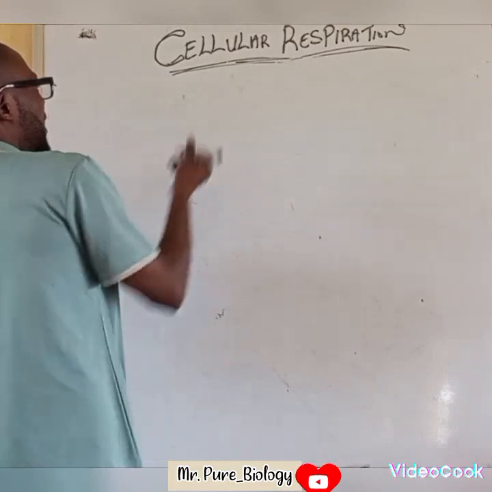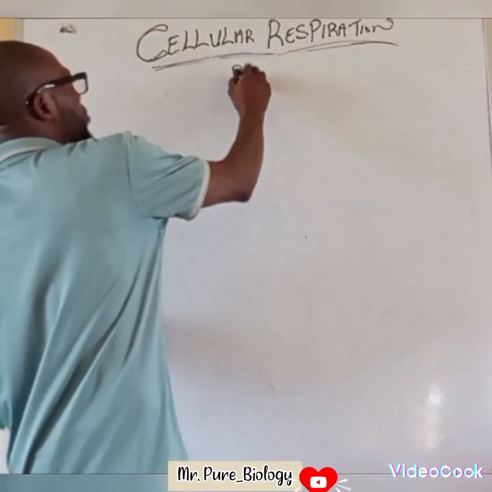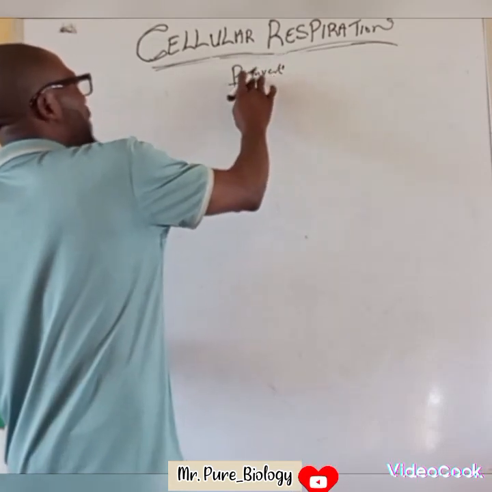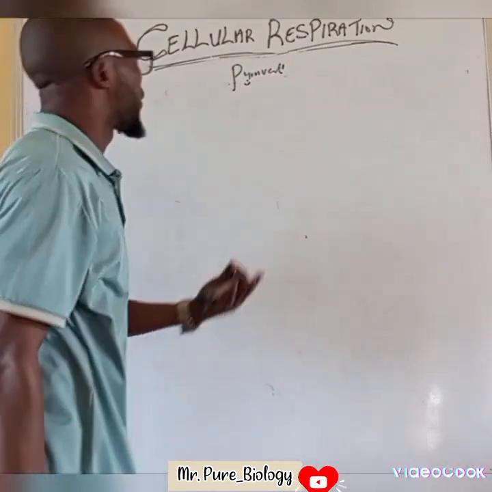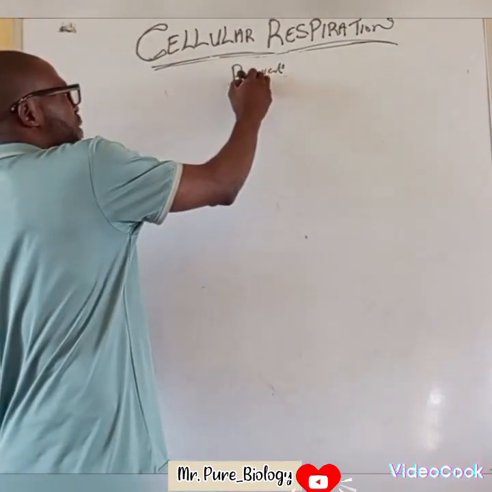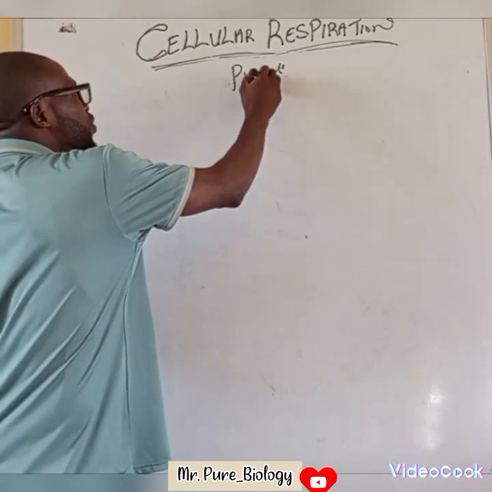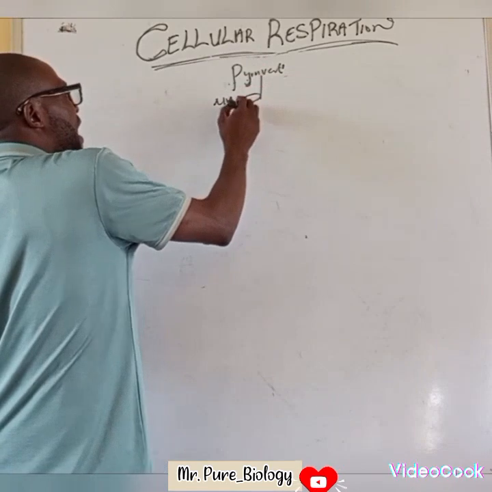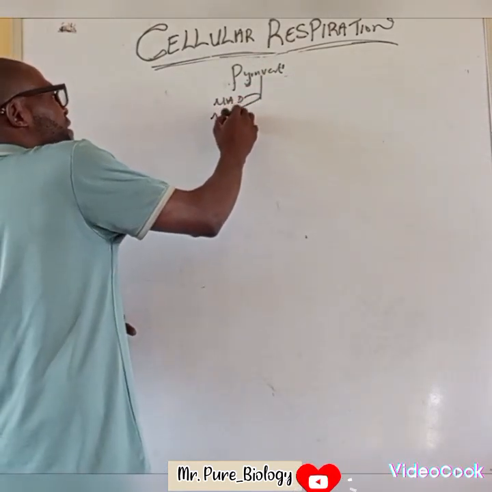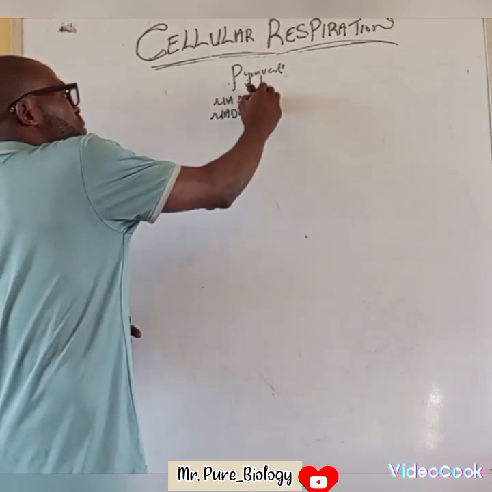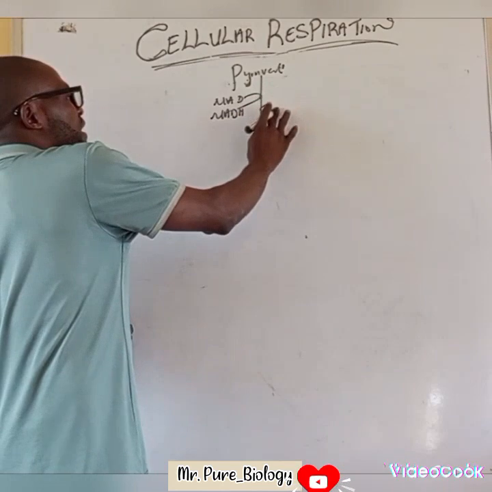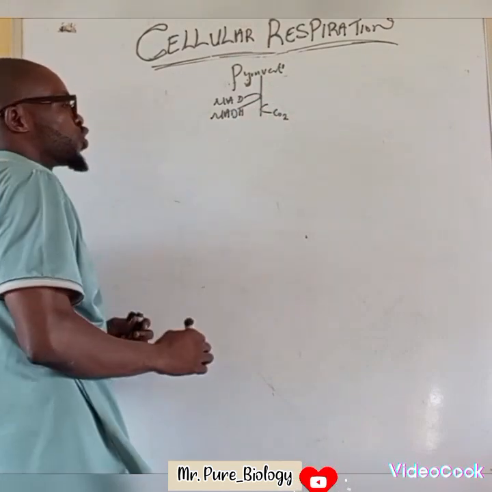Let's now look at the illustration. We have the pyruvate as the end product of glycolysis. Before it enters into Krebs cycle, there will be a removal of an atom of hydrogen by NAD, and this will reduce to NADH. Then there is also a removal of carbon in the form of carbon dioxide, so CO2 will also be removed.